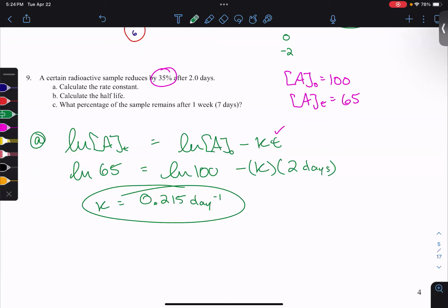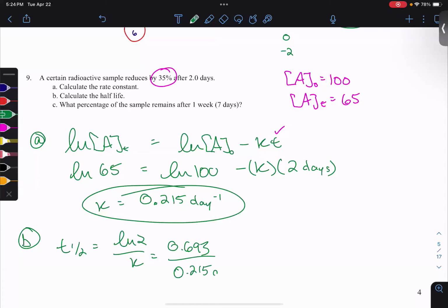So B is calculate the half-life. All we're doing is just putting a face on the rate constant to make it more palatable to us. So the half-life equation is half-life is equal to natural log of 2 over the k we just got, so 0.693 over 0.215 days to the negative 1. So if you calculate this, you get t1/2 is 3.22 days, right? So about 3 and some change days is the amount of time it takes for you to lose half of your sample, right?